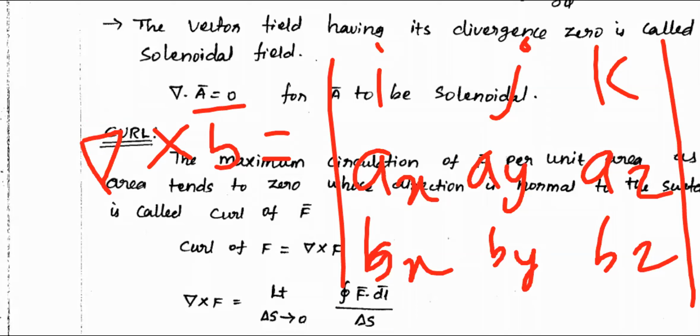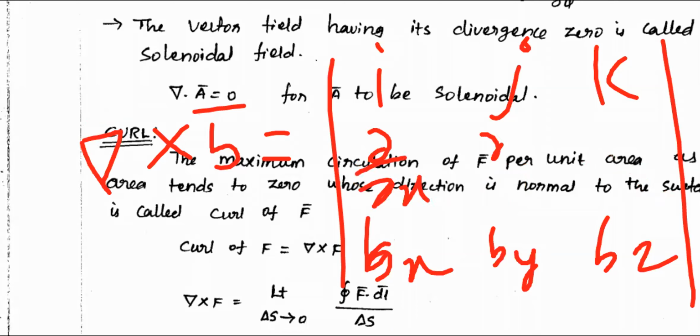The nature of del is d by dx, d by dy, and d by dz. Okay, and then finally with the help of this you can calculate the final vector value. This is the way to calculate the curl operation.